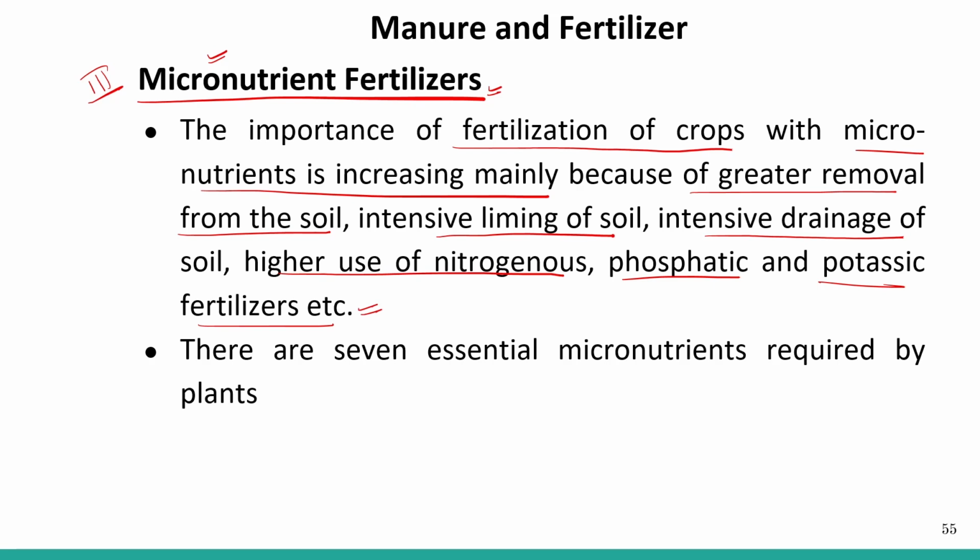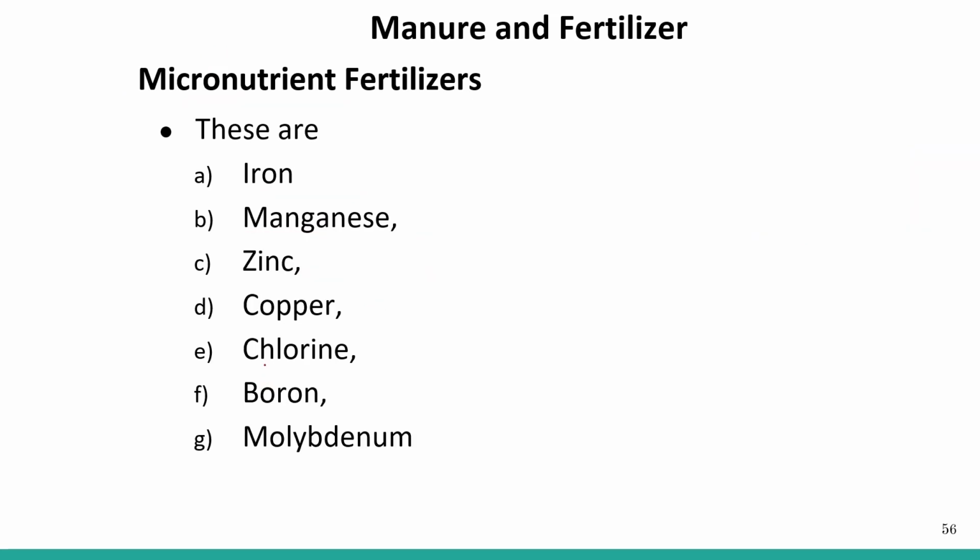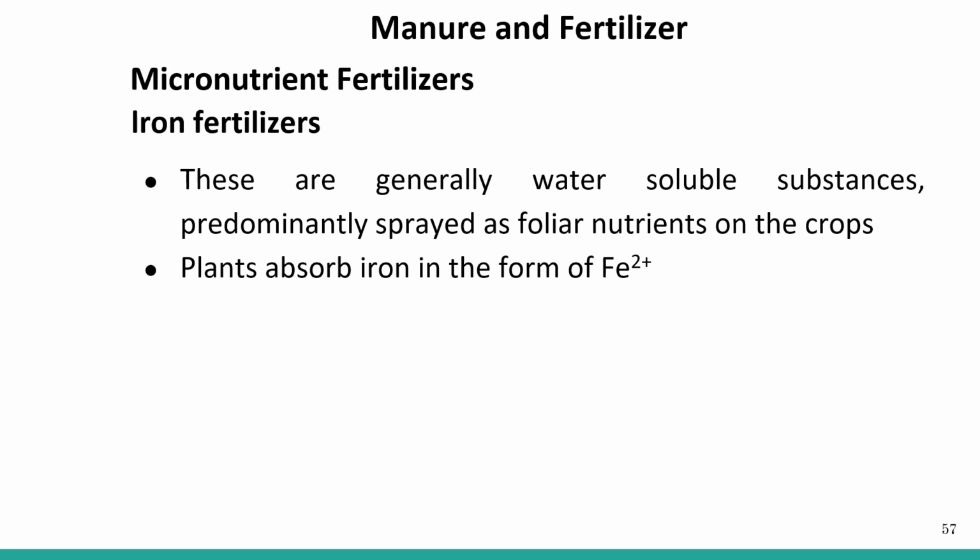So there are 7 essential micronutrients required by the plant. What are they? They are iron, manganese, zinc, copper, chlorine, boron and molybdenum. So these are the micronutrients. And the fertilizers that are based on these micronutrients must contain these particular types of nutrients.